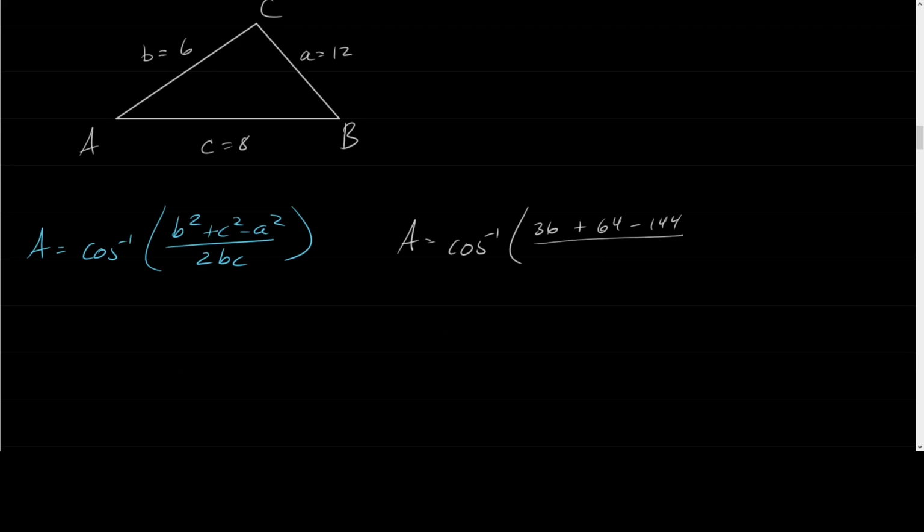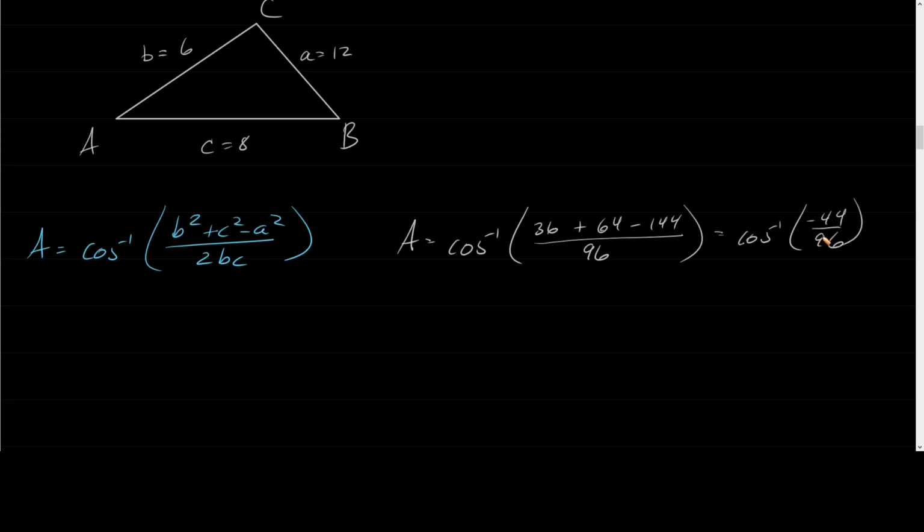12 times 8 is 96. Sorry, 96. There we go. 12 times 10 is, 8 times 10 is 80, and then add 16. All right. So now, in here, well, 36 plus 64 is 100, minus 144 is negative 44. So we end up with cosine inverse of negative 44 over 96.